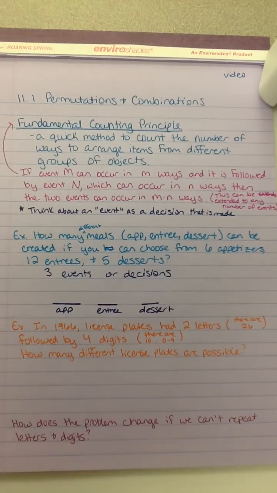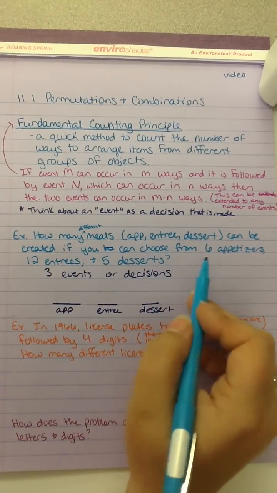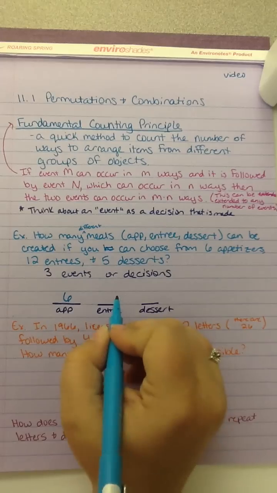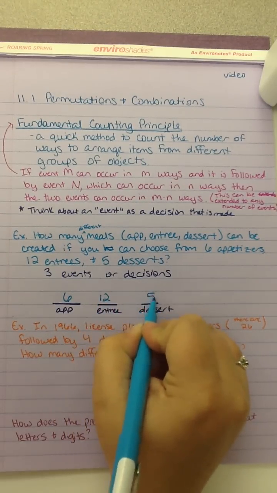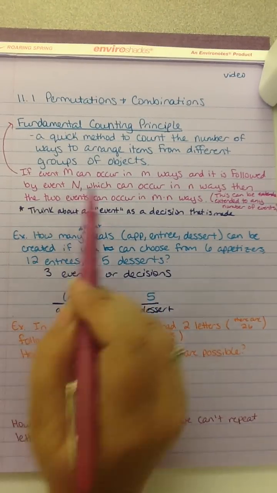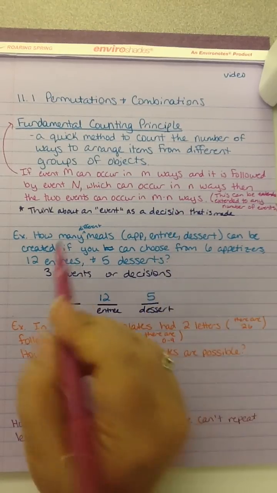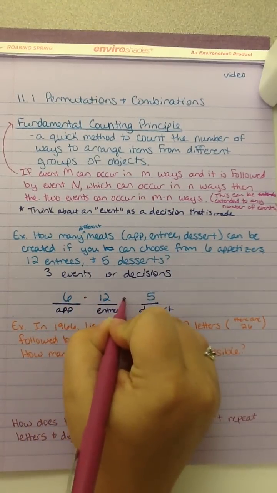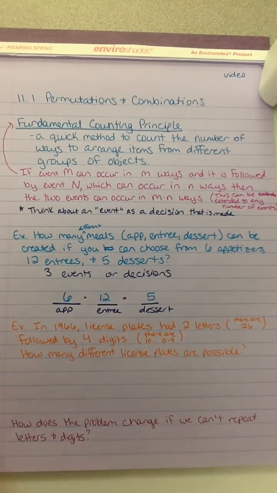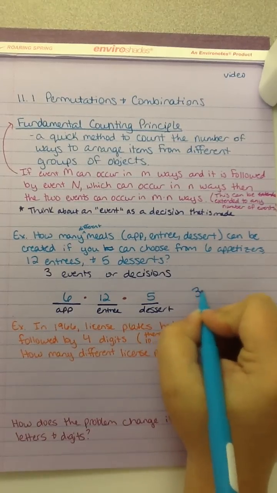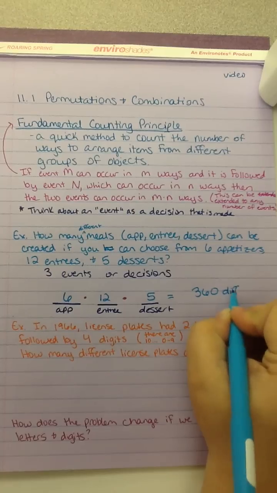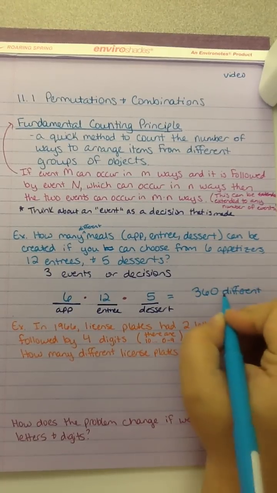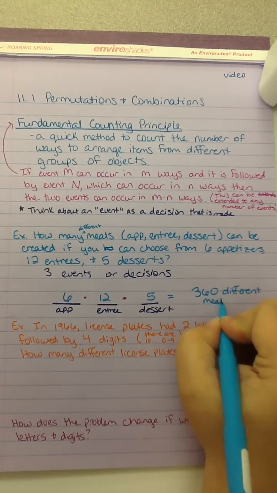From this problem, how many appetizers do you have? 6. How many entrees? 12. And how many desserts? 5. Now, this says m times n ways, so we're going to multiply all of those. And when we do that math, we end up with 360 different meal combinations.